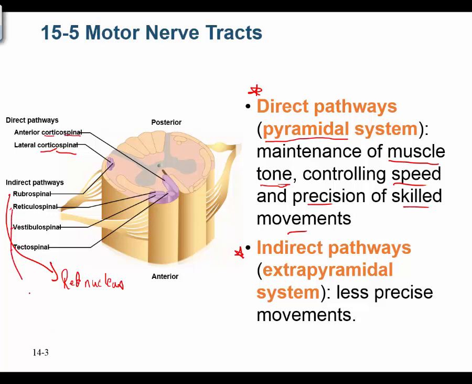The reticulospinal pathway, the reticular formation. Now you got to remember the reticular formation is a diffuse area. I'm sorry, it's the reticular formation. It's a diffuse area. It's partly found in the medulla oblongata. It's partly in the pons. It runs up and down through the brainstem like that.